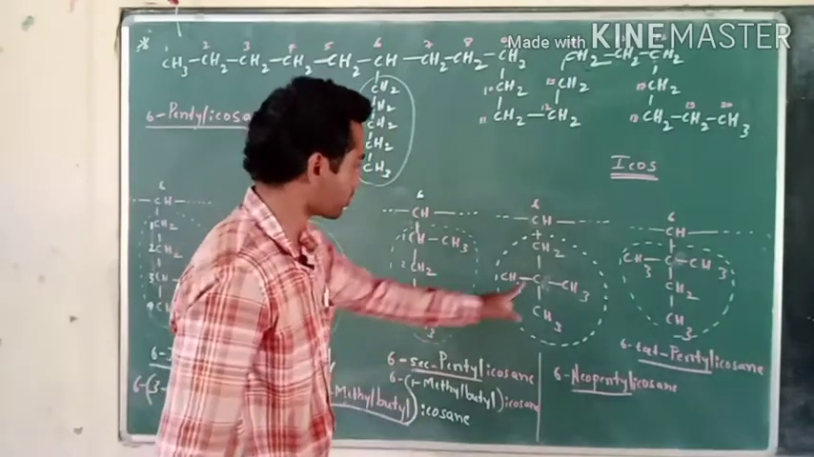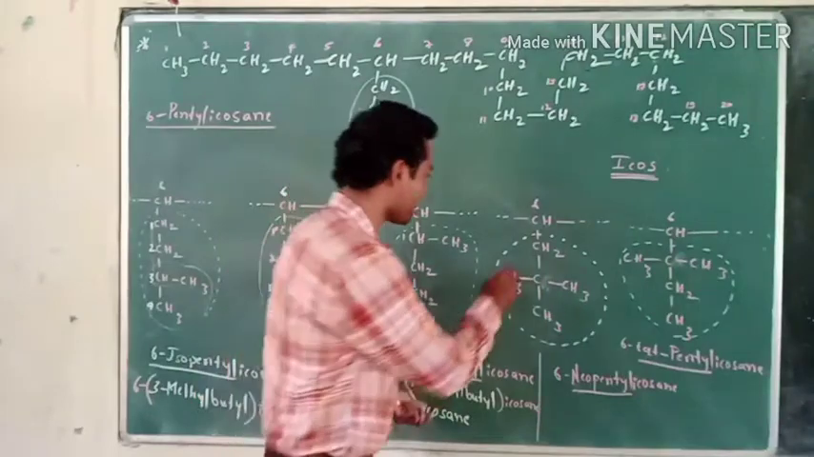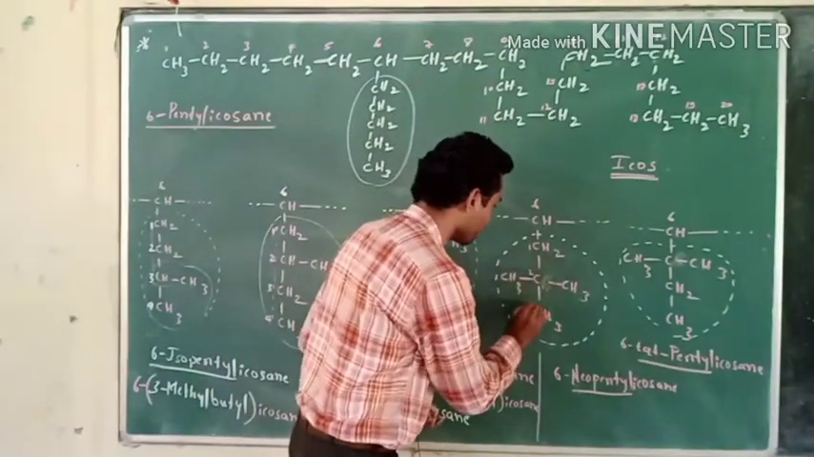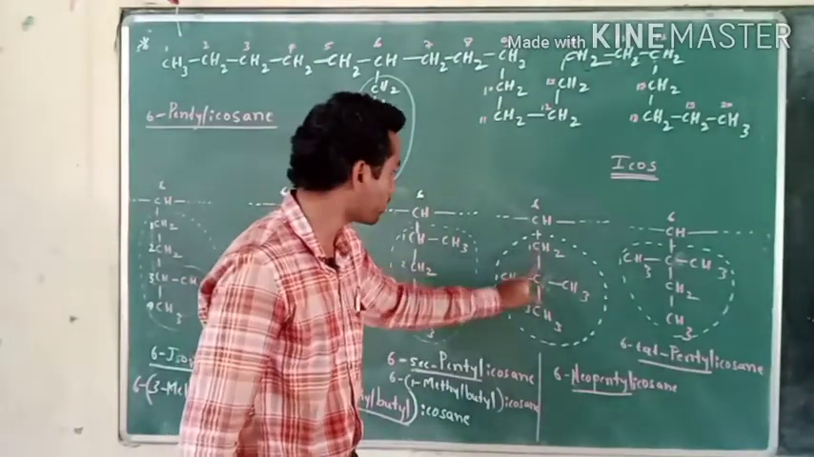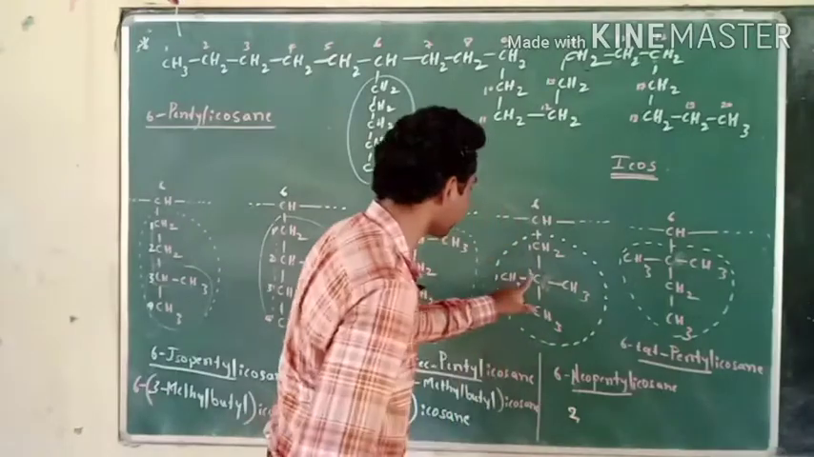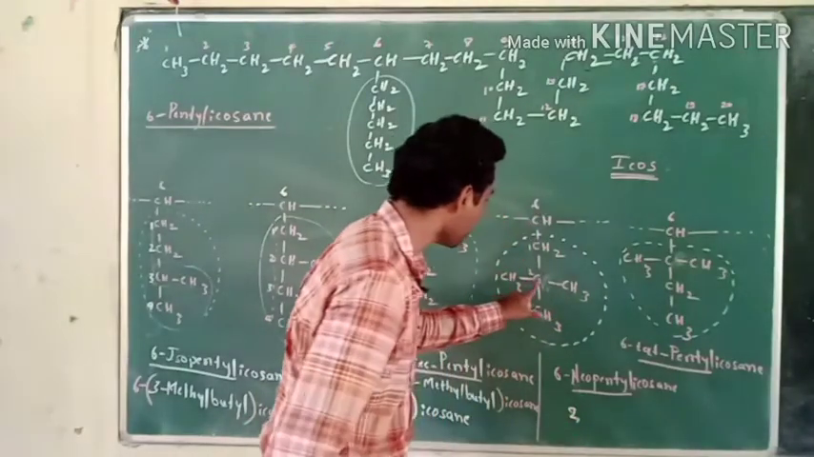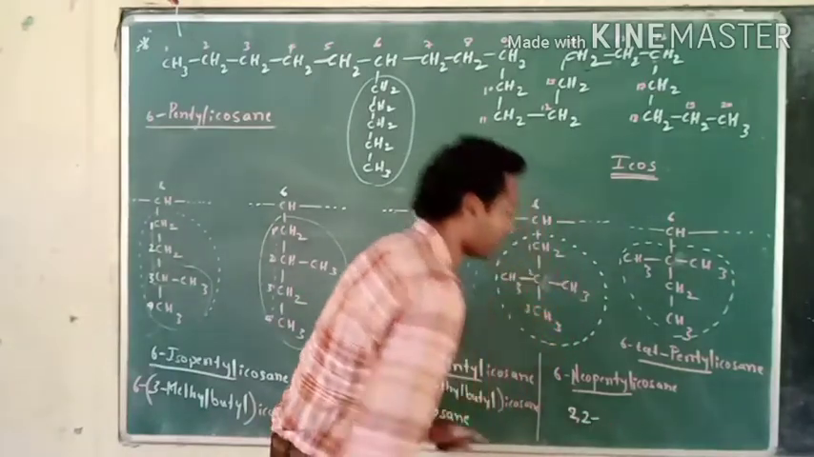So now let us write the systematic name for this substituent. The longest carbon chain is 1, 2, 3. From the point of attachment you have to number the longest carbon chain, 1, 2, 3. So at the second position, a methyl group is there. At the same second position, one more methyl group is there, right?